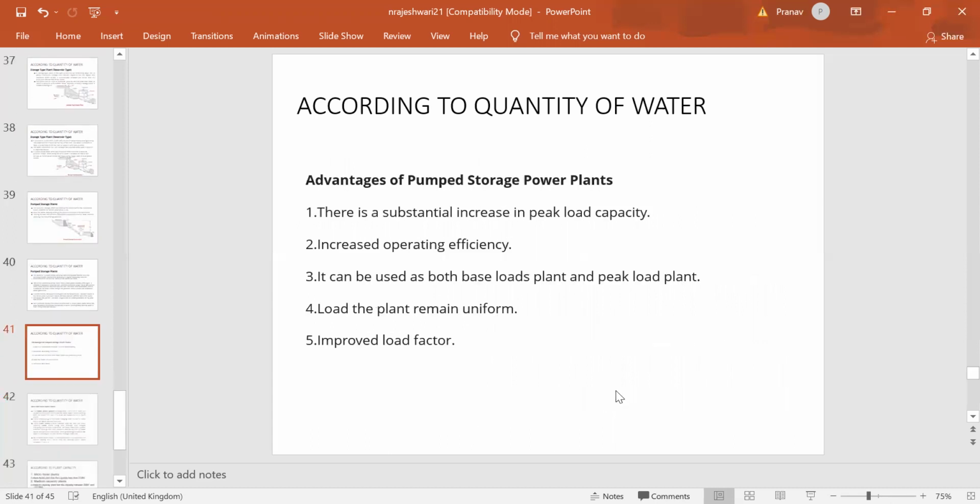So coming to the advantages of pumped storage power plants, there is a substantial increase in peak load capacity and increased operating efficiency. It can be used as both a base load plant and a peak load plant. The plant has a uniform and improved load factor. So these are the advantages of pumped storage power plants.